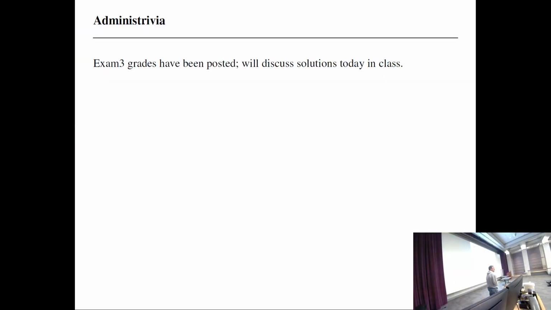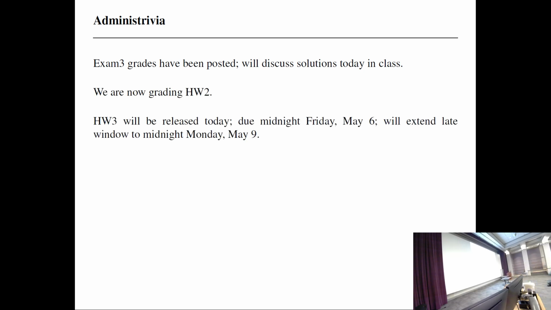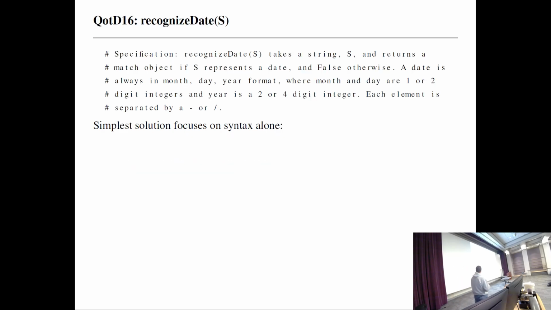Yes. There we go. Exam 3 has been posted. We'll discuss solutions today in class. We're grading homework 2 now. Homework 3 will be released later today. It'll be due Friday, May 6th. But I'm going to give you the last weekend for the late period, 75% late period. Instead of 24 hours, I'll give you through the weekend. And Lab 11 will take place tomorrow as usual.